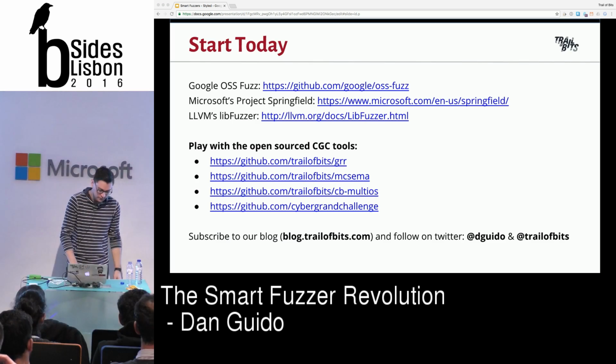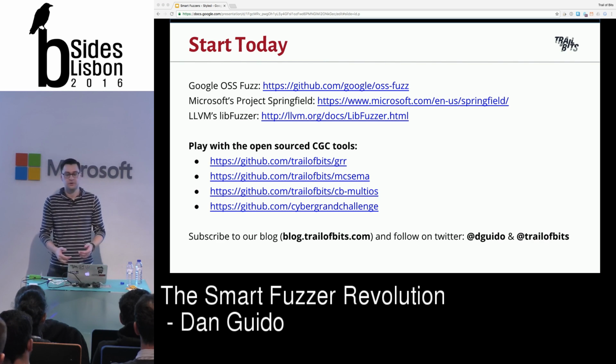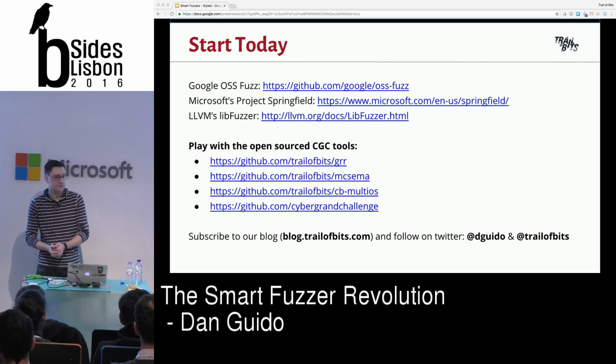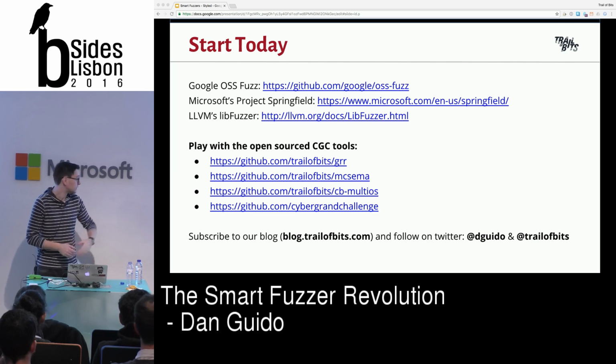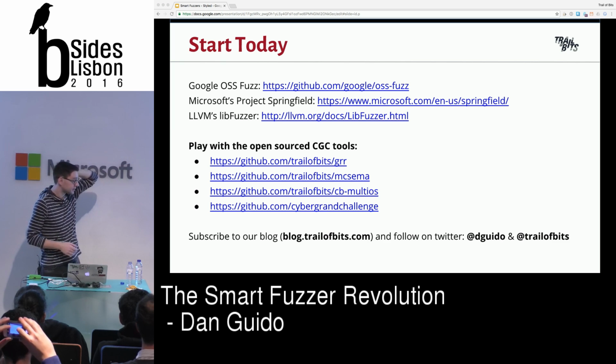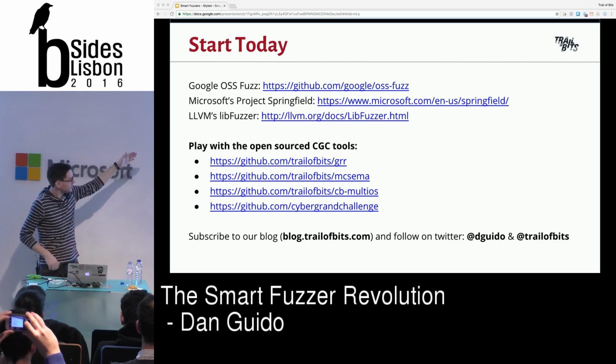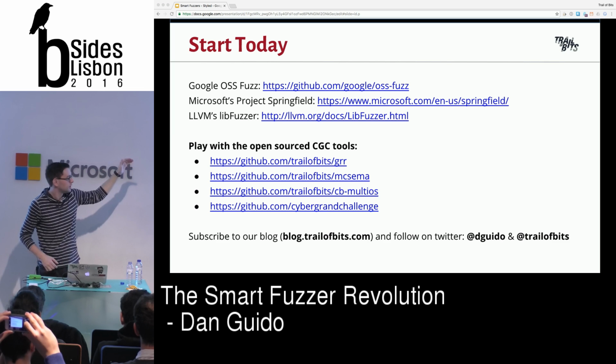So, concluding, you can take advantage of all of this today. If you're someone in the audience that's writing code, or you're someone in the audience that's trying to find bugs, which I hope is everybody, you can take advantage of this. libFuzzer, I think, is really one of the unsung heroes here.